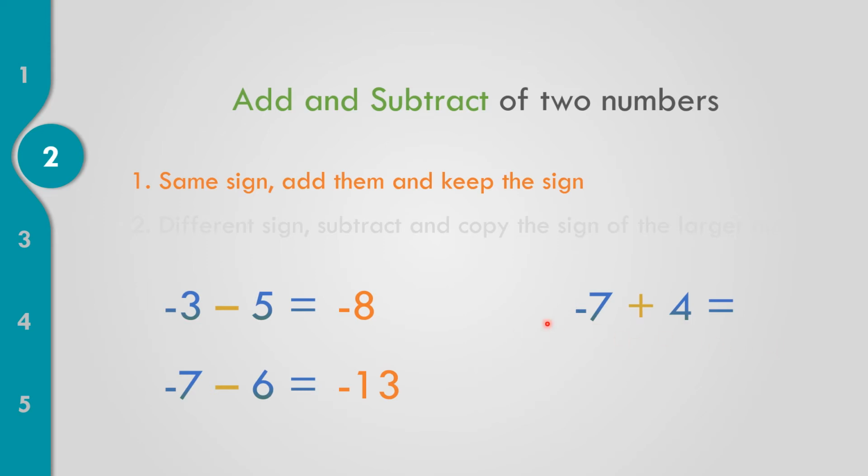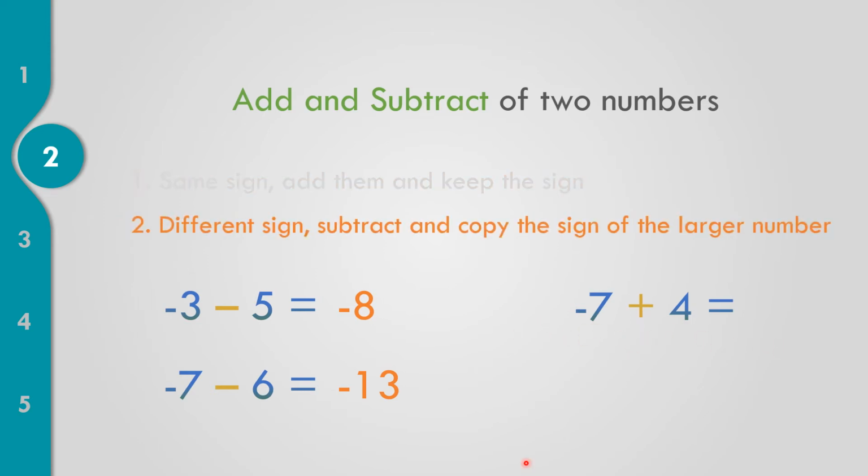Next, third example. Negative 7 plus 4 is different sign. So it means we need to subtract and copy the sign of the larger number. So 7 minus 4 is 3. Copy the sign of the larger number, the 7 is larger, so the answer is equal to negative 3.